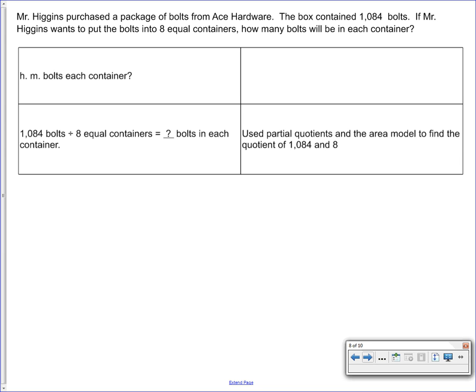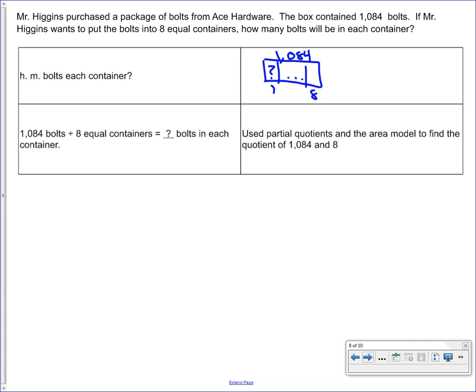Okay, Mr. Higgins purchased a package of bolts from Ace Hardware. The box contained 1,084 bolts. If Mr. Higgins wants to put the bolts into 8 equal containers, how many bolts will be in each container? So, draw my unit bar here. There is 1,084. And there's 8 containers. I want to know how much in each container.